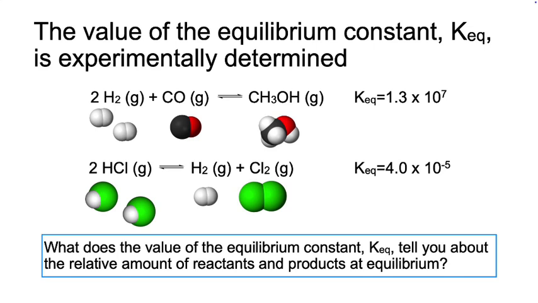Our blue box: what does the value of the equilibrium constant tell us about the relative amounts of reactants and products? You've got two reactions here. Look at those values and discuss what that means about the reactants and products. So let's talk through it.